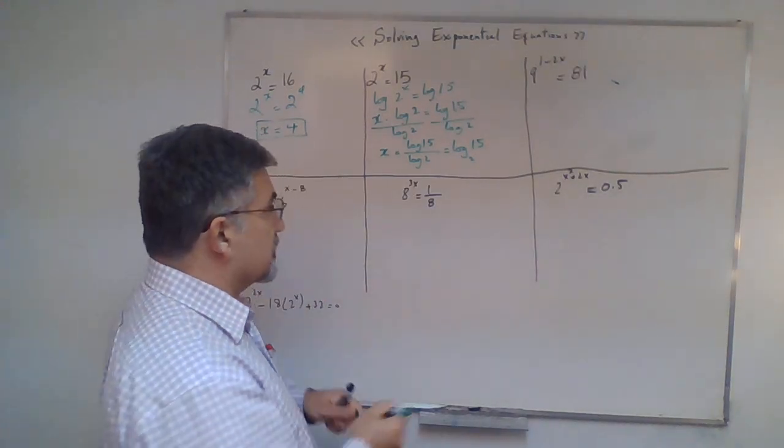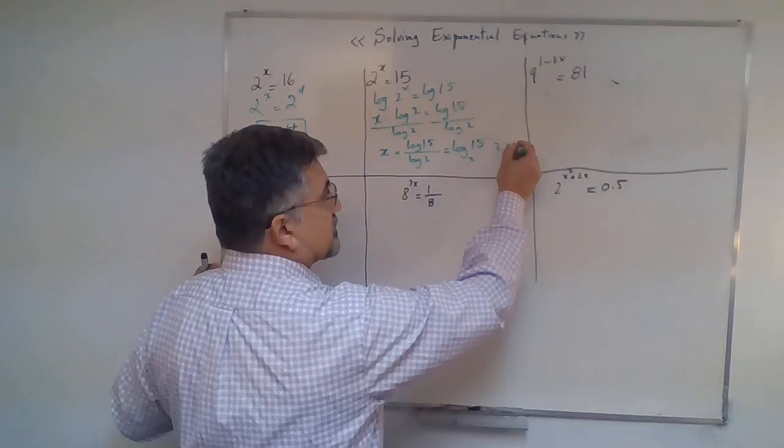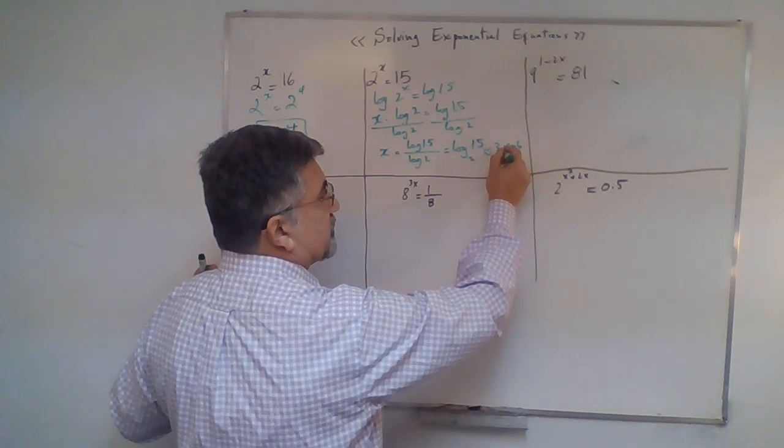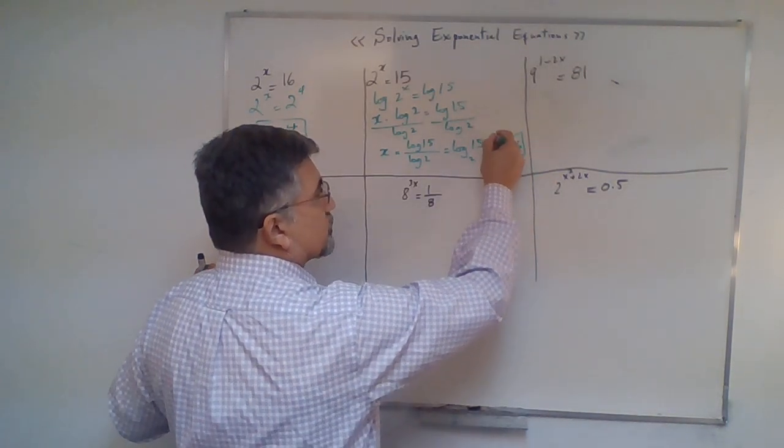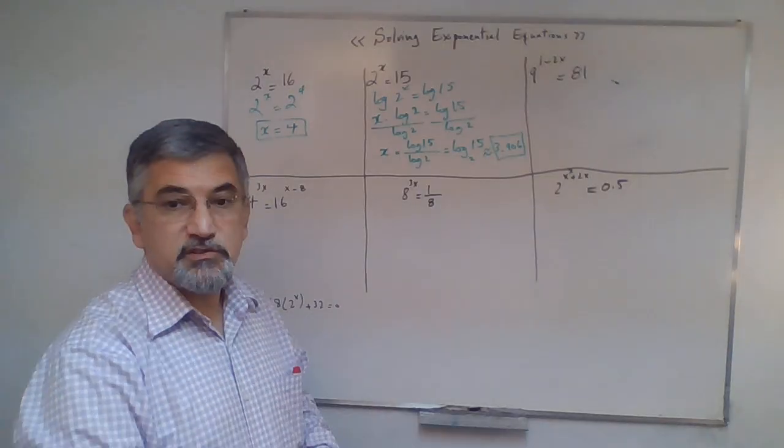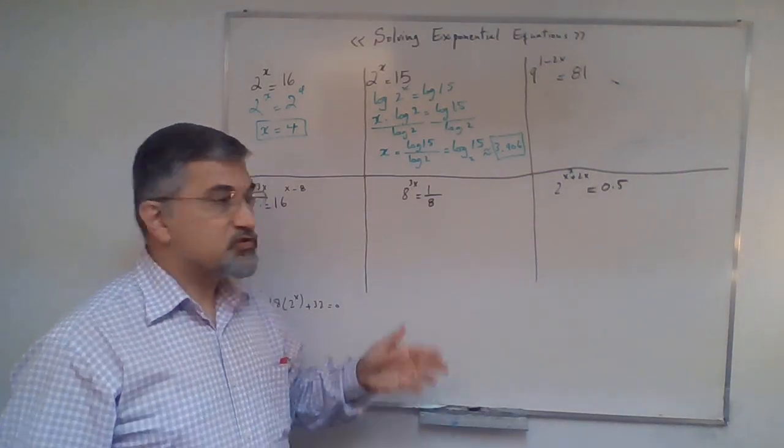And the answer is 3.906, roughly, corrected to 3 decimal places. So we did solve this exponential equation. The answer was not an integer like it was before.